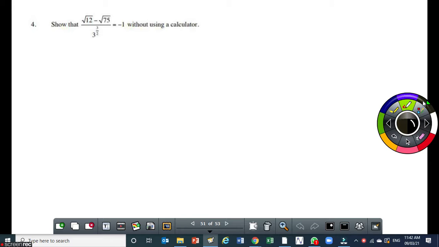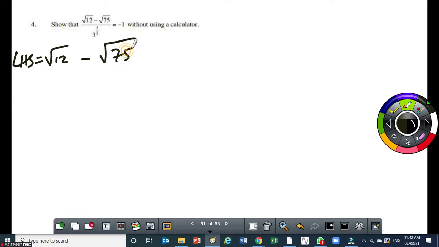Alright, so the first question, which is question 4, it is proof. So we have the square root of 12 minus... I'll write here left hand side, because the left hand side can easily be simplified until you get the right hand side. So I'll write left hand side equal to the square root of 12 minus the square root of 75 all over 3 to the power of 3 over 2.